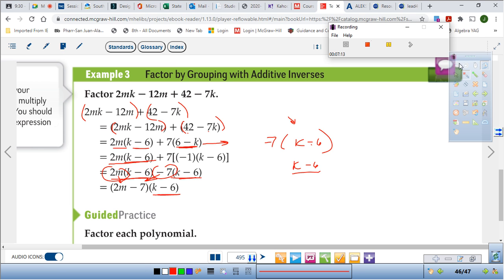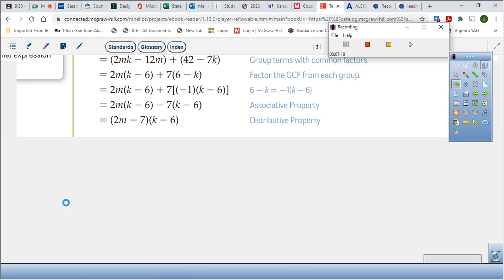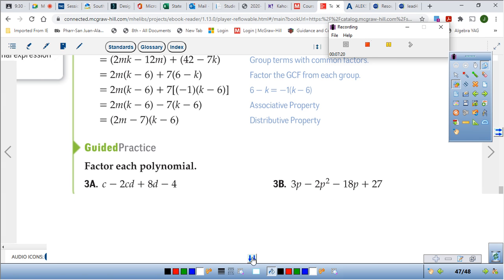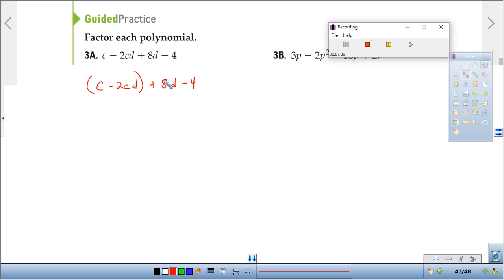Okay, we'll practice this one more time, and I'm going to show you what else we're going to do added on to this. Okay. And so let's look at this one quick. We have c minus 2cd plus 8d minus 4. Here goes that, and there goes that. So I'm going to factor out a c here. I'm left with 1 minus 2d.